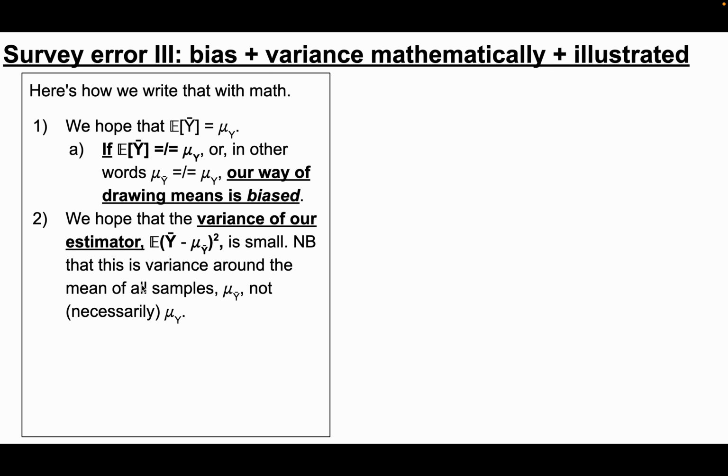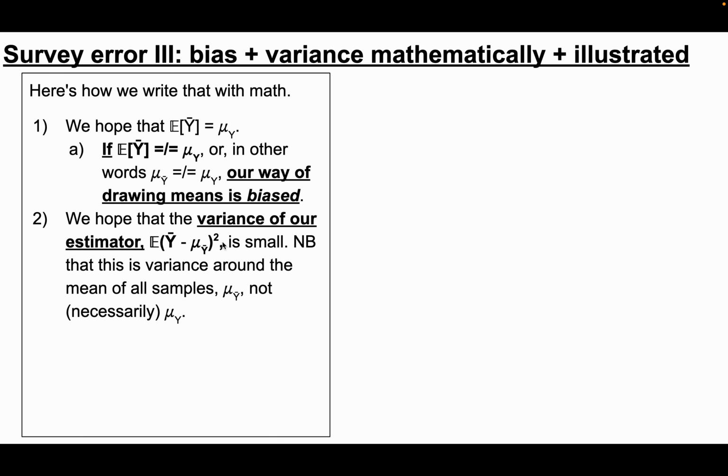We also hope that the variance of our estimator, the expectation of y bar minus mu y bar squared, is small. By the way, you square this before you take the expectation, just so you know. Note that this is the variance of all the sample means around the mean of all the samples, mu y bar, not necessarily mu y. So what this is doing is isolating just the spread. Even if mu y bar is not equal to mu y, which would mean that there's bias, it could still be the case that the spread of observed sample values around the mean of all the sample values is small.